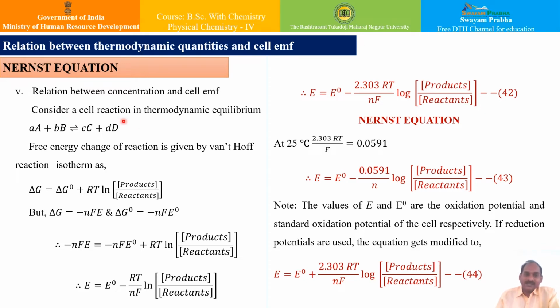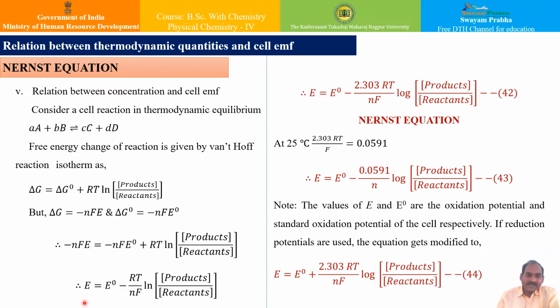Now let us again consider a cell reaction in thermodynamic equilibrium. It gives me the general chemical reaction. There are innumerable applications of this Nernst equation in potentiometric applications. If you consider this general chemical equilibrium reaction, the free energy change in the reaction is given by the Van't Hoff reaction isotherm, and this is given by delta G is equal to delta G standard plus RT ln products upon reactants. But this delta G is equal to minus NFE and delta G standard is equal to minus NFE standard, and therefore minus NFE is equal to minus NFE standard plus RT ln of products upon reactants.